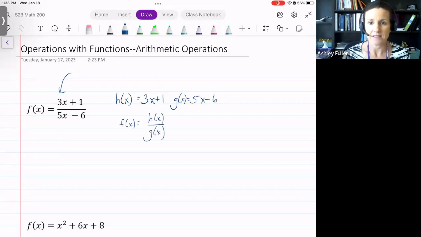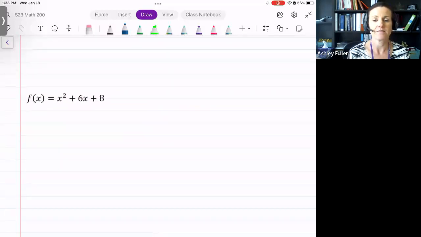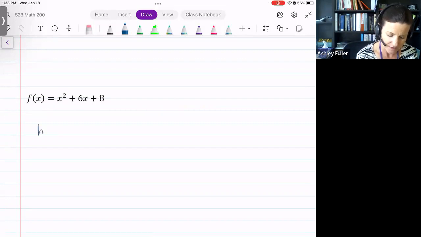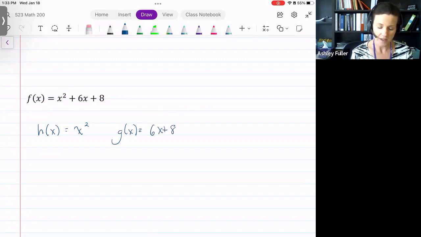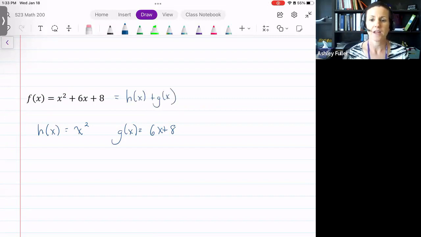Likewise, we can take f of x and break it up into two simpler functions. As an example, let's note an equation such as this below. F of x is equal to x squared plus 6x plus 8. Again, I could define two different functions, such as h of x could be x squared, and g of x could be the linear function 6x plus 8. Then we can define f of x as h of x plus g of x. This new function was formed using two other functions added together.